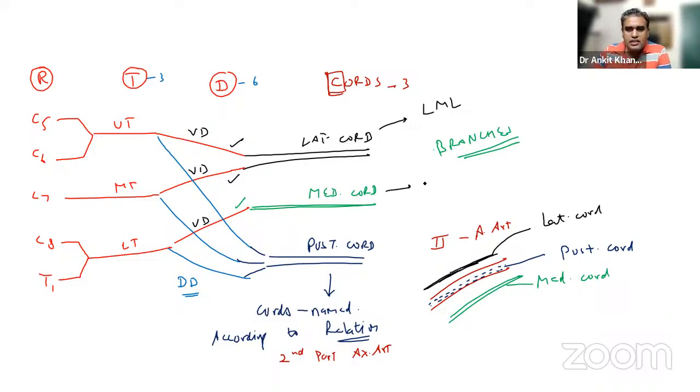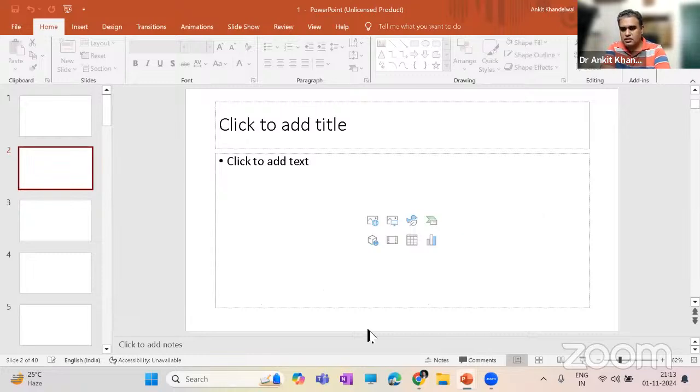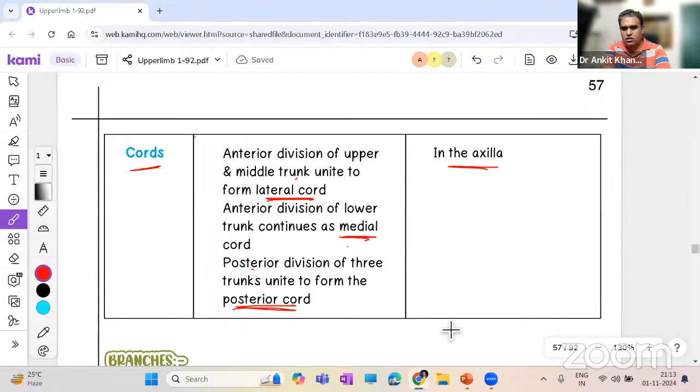Medial cord, the mnemonic is M4U. M4U is 4 times M and 1 U. Posterior cord mnemonic is ULNAR. That is the mnemonic of posterior cord branches. Then there are 2 branches on root, and 2 branches on trunk also. We will see what all the branches are. This is the whole idea of the brachial plexus. Let us come to the notes now and go through what we have discussed till now.